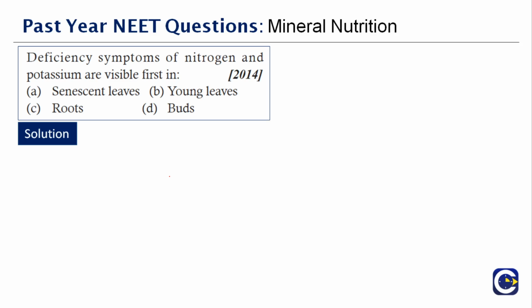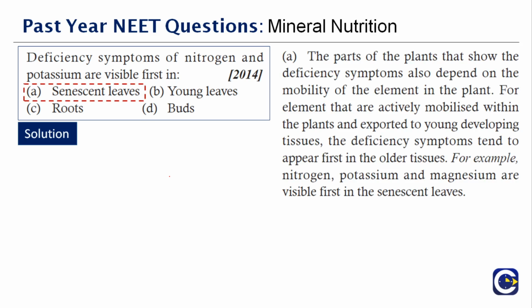For example, nitrogen, potassium and magnesium are visible first in the leaves. You call that senescent leaves, which is option A. So what do you mean by senescent leaves? Did you analyze what that is? They have given you two options here, young leaves and senescent leaves. Yeah, senescent leaf. So what do you mean by senescence? First of all, it is a condition or process of deterioration with age. So the leaves which are a little aged.